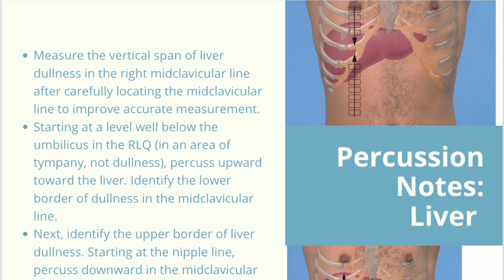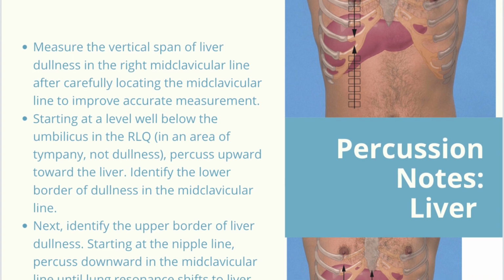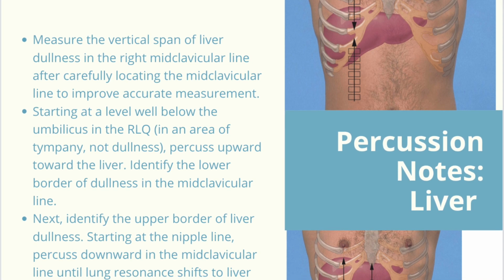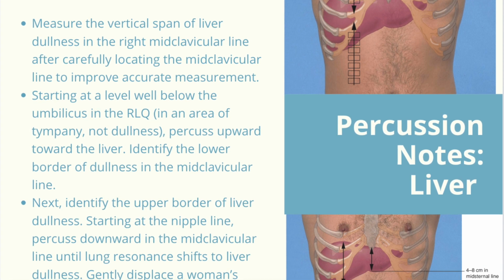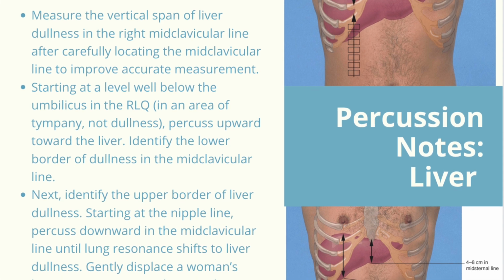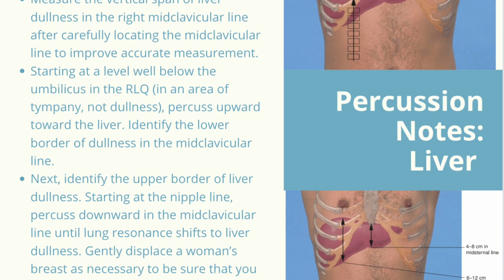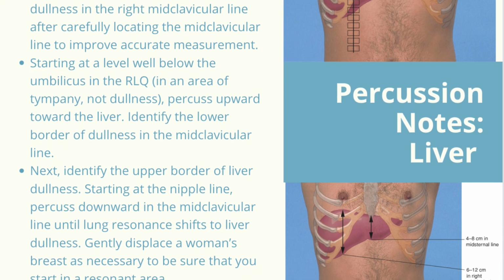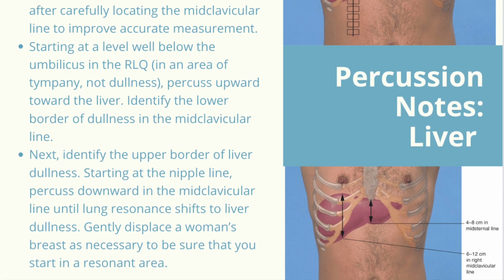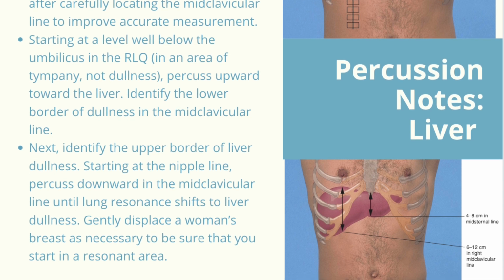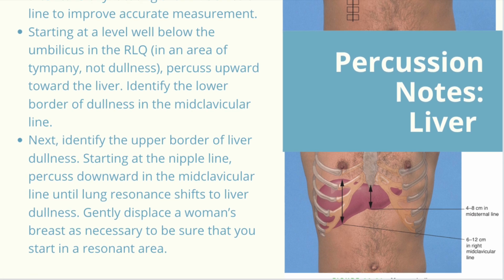An important aspect to take into account when percussing the liver is that you should measure the vertical span of liver dullness in the right midclavicular line, after carefully locating the midclavicular line to improve accurate measurement. You start at a level well below the umbilicus in the right lower quadrant, in an area of tympany, not dullness. This is very important. And percuss upward toward the liver, identifying the lower border of dullness in the midclavicular line. Next, you should identify the upper border of the liver, listening for dullness, starting at the nipple line and going downward.